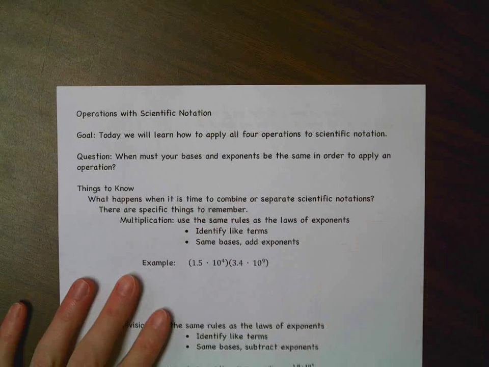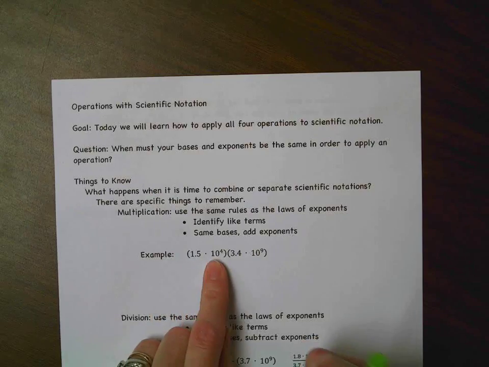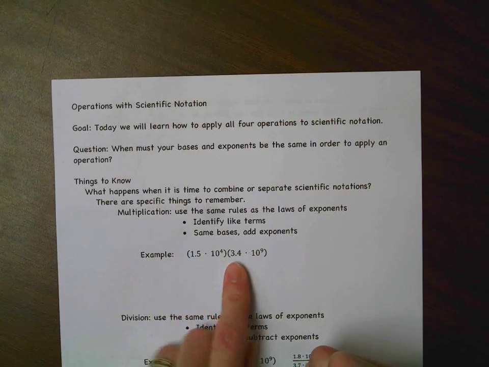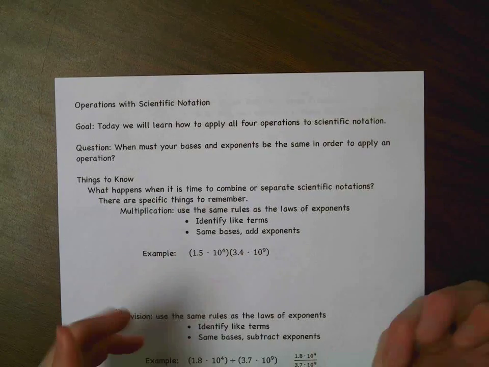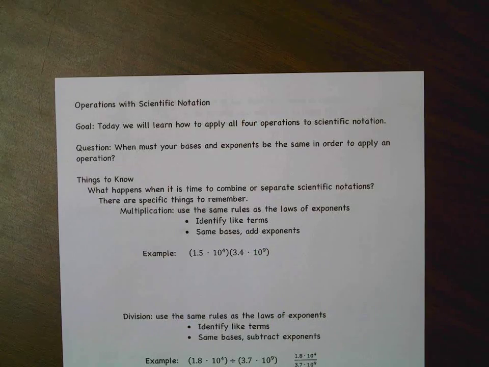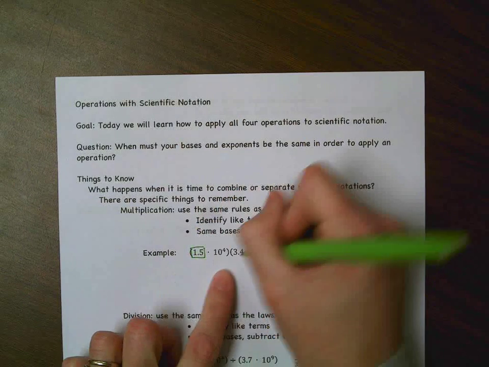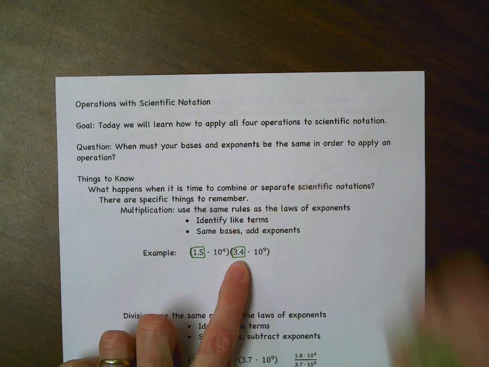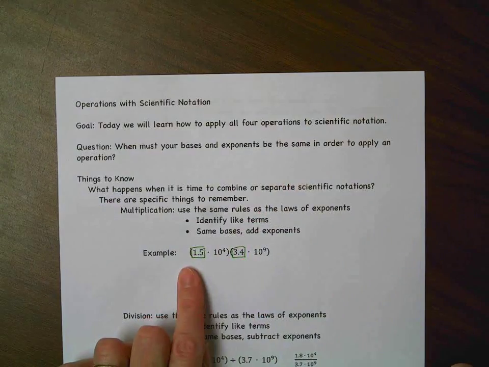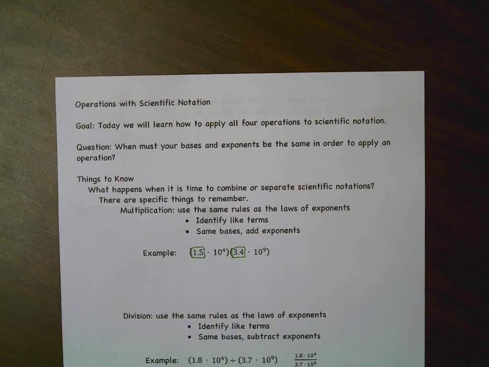Okay, so let's check this out and see if it's truly making sense. Our example is 1.5 times 10 to the 4th power times 3.4 times 10 to the 9th power. The first thing we're going to do is identify the like terms. In order to do that, I'm going to get some other colors so that I can show you this. We need to identify what we have. So we have a decimal, which I'm going to put a box around, okay? And we have a decimal, put a box around. So I would consider those like terms, because there are no bases there. They're both decimal numbers, so that makes them alike.